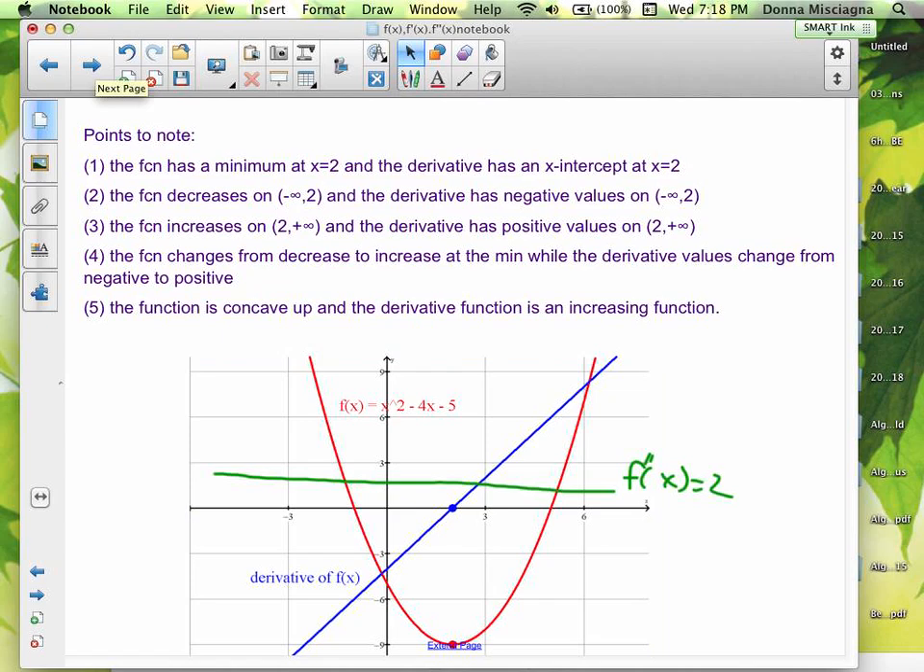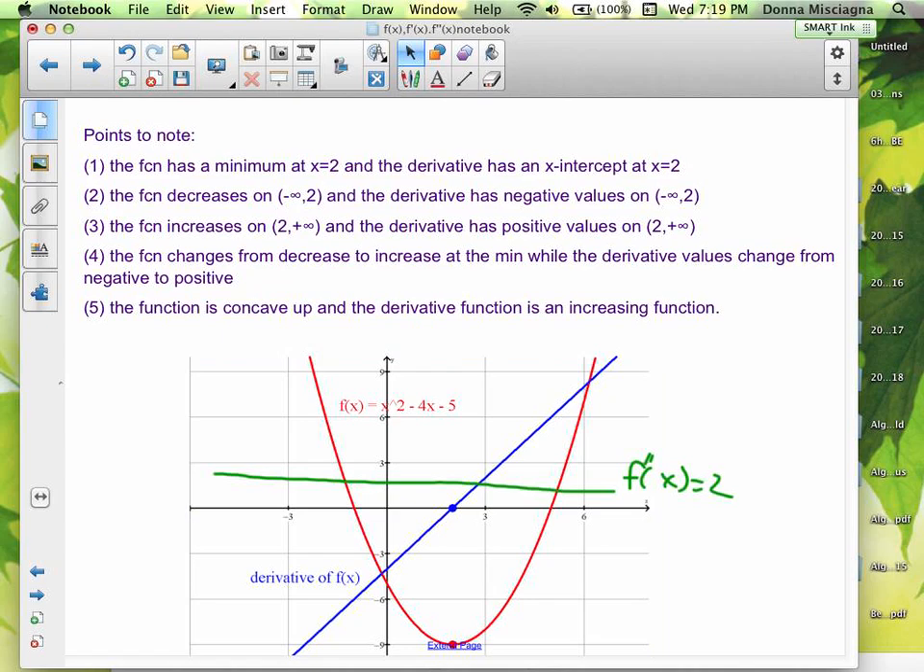All right, so f double prime of x is 2. That's our, so we're concave up everywhere. The function has a minimum at x equals 2, and the derivative has an x-intercept at x equals 2. The function decreases from negative infinity to 2, and the derivative has negative values from negative infinity to 2. The function increases from 2 to infinity, and the derivative has positive y values, positive values on 2 to infinity.